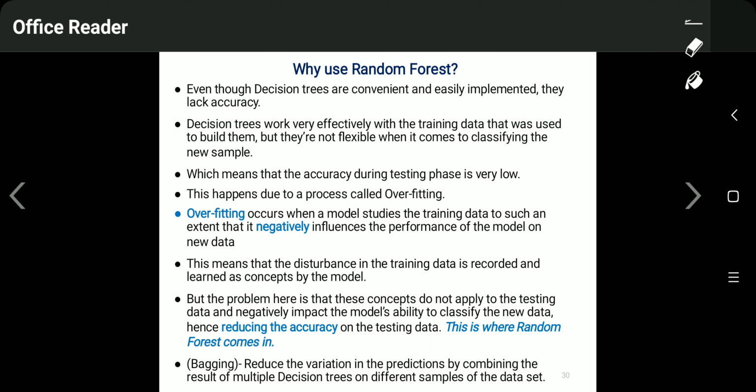Even though decision trees are convenient and easily implemented, because of the simplicity of constructing just a single decision tree, they lack accuracy. Decision trees work very effectively with the training data that was used to build them, but the problem is that they are not flexible when it comes to classifying a new sample. This means that the accuracy during the testing phase is very low. This happens due to a process called overfitting.